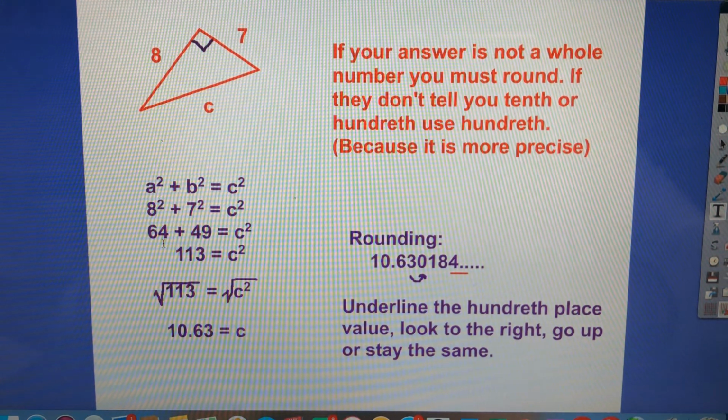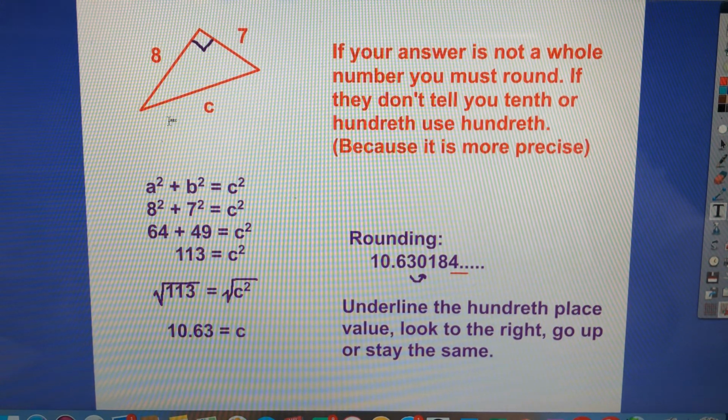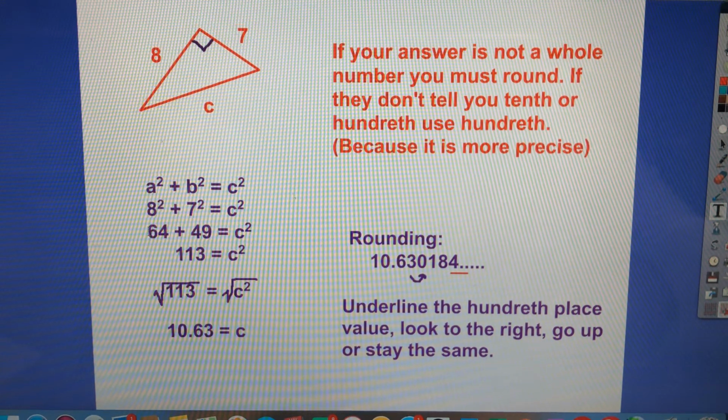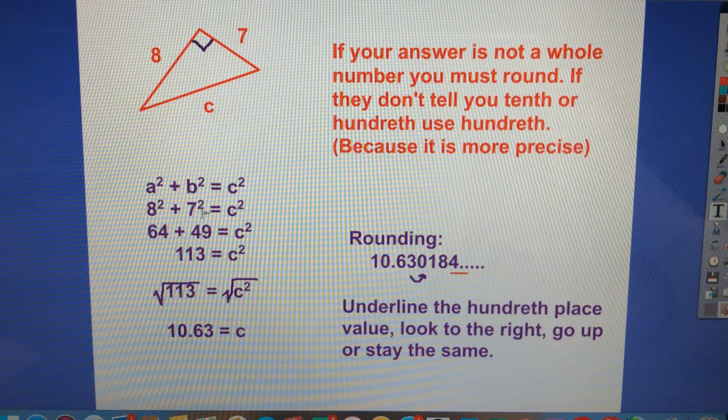So here I had my two legs, 8 and 7. 8 squared plus 7 squared equals c squared. Notice that this triangle keeps changing, rotating. You need to be careful. You just need to know where the right angle is and that the legs are attached to it. So back to my formula. 8 squared, 64. 7 squared, 49, equals c squared, 113.